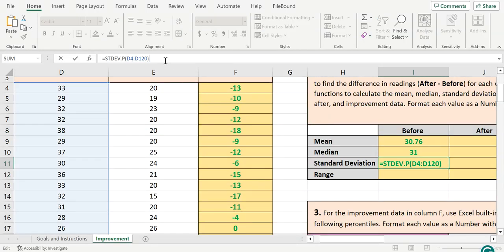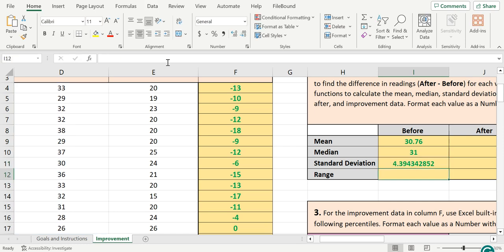There is my standard deviation function. STDEV.P, open parentheses, highlight everything in column D, close the parentheses, and hit enter.